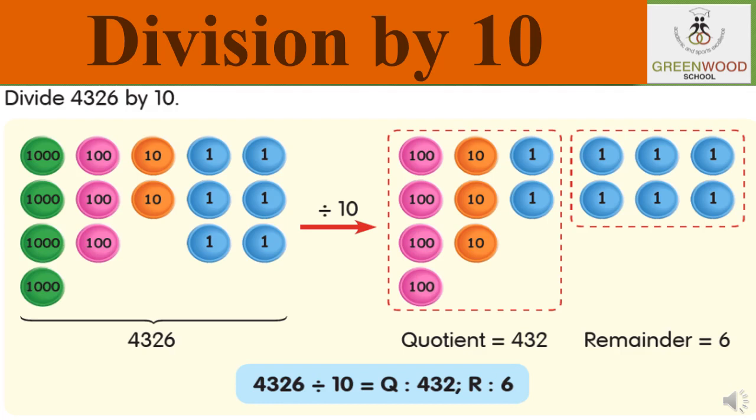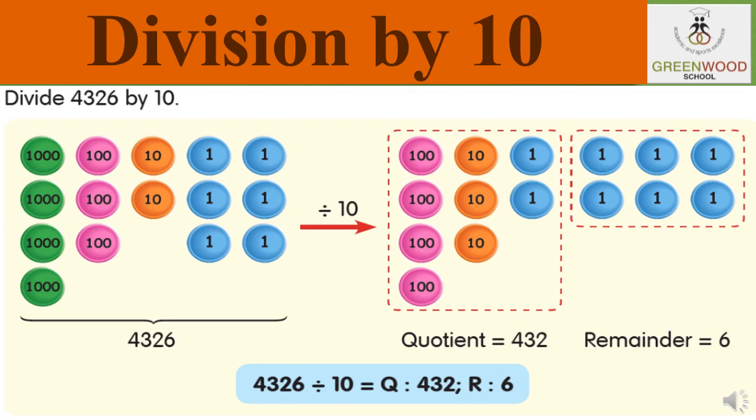Now look at the pattern. Wherever the 0 part is there, if it is divided by 10, one 0 gets less. That is 1000 becomes 100, 100 becomes 10 and 10 becomes 1. While the remaining part 1, they cannot be divided by 10, so that becomes a remainder.